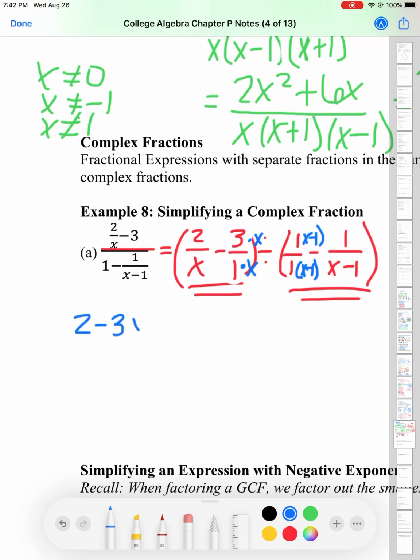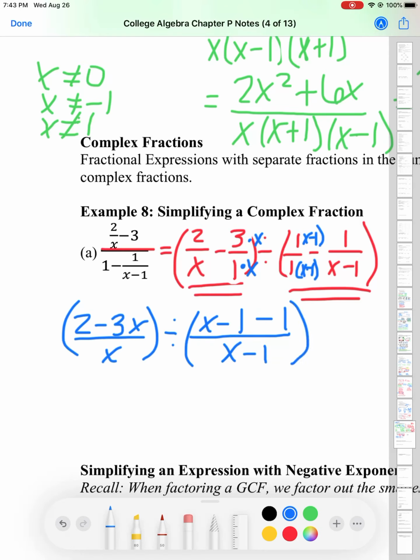So on the first fraction, I would get 2 minus 3x over x divided by 1, x minus 1, minus 1 over x minus 1.